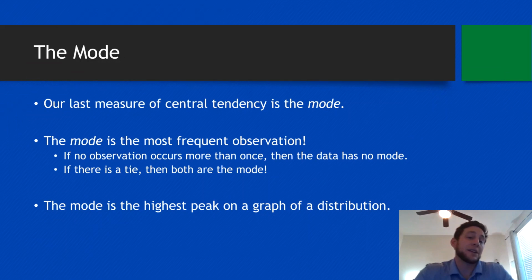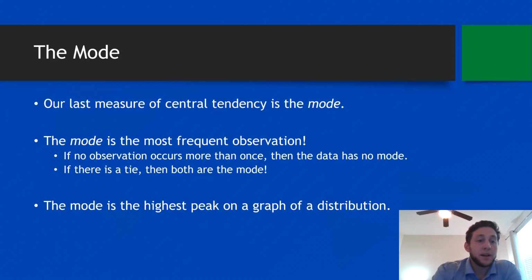The last measure of central tendency will be the mode. So what is the mode? Well, the mode will be the most frequent observation. If I see one score pop up the most amount of times, hey, that's your mode. Now, there are 2 caveats to this. If no observation occurs more than once, then the data has no mode. If you don't pop up more than once, we're going to say you have no mode. Everything is perfectly uniform.